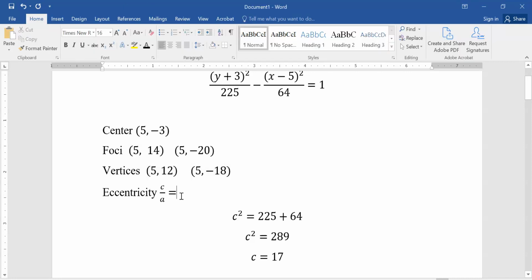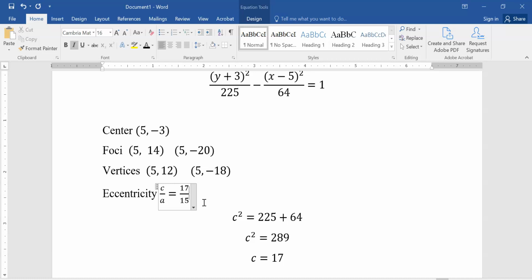Eccentricity is c over a. In my case, that's 17 over 15. Okay, and notice 17 over 15, while that's not greatly bigger than 1, it is bigger than 1, 1.13 repeating in fact. So 1 and 2/15, if we want to call it a mixed number. But it's bigger than 1. That's my whole point. So there you go.